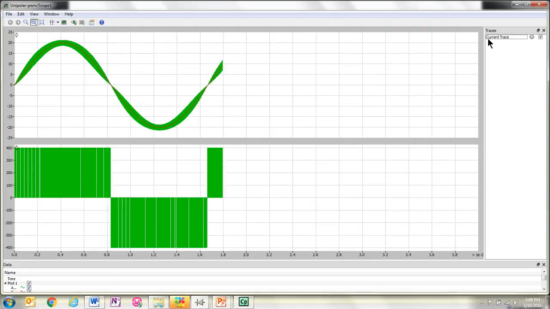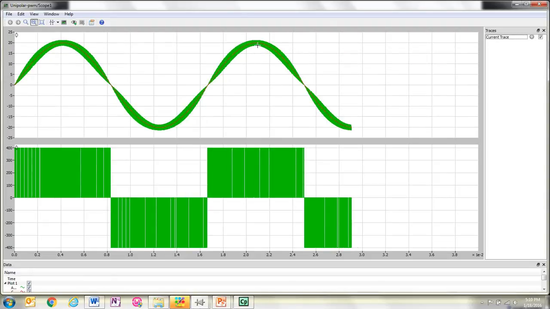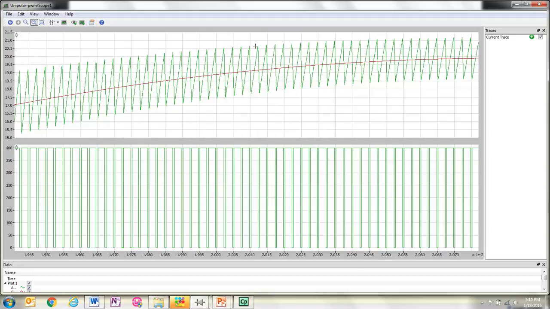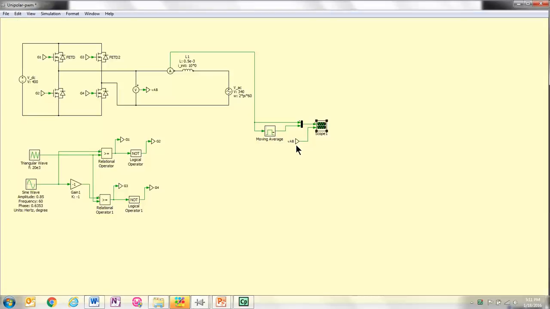So I'm showing the grid current. The green waveform is the current injected to the grid, and the red waveform inside that is the desired current reference. So you can clearly see the high frequency switching ripple in the inductor current, and by going to a higher switching frequency, we can significantly reduce these values. Okay, so I have saved the waveform corresponding to 20 kilohertz.